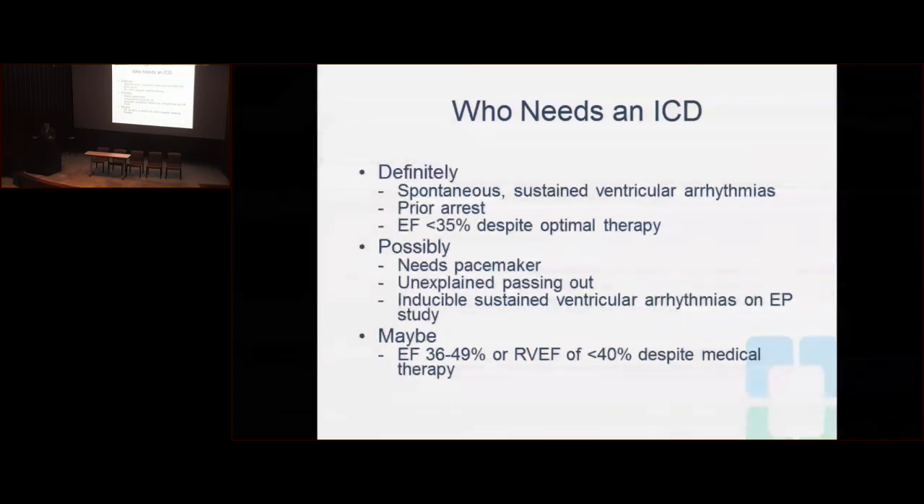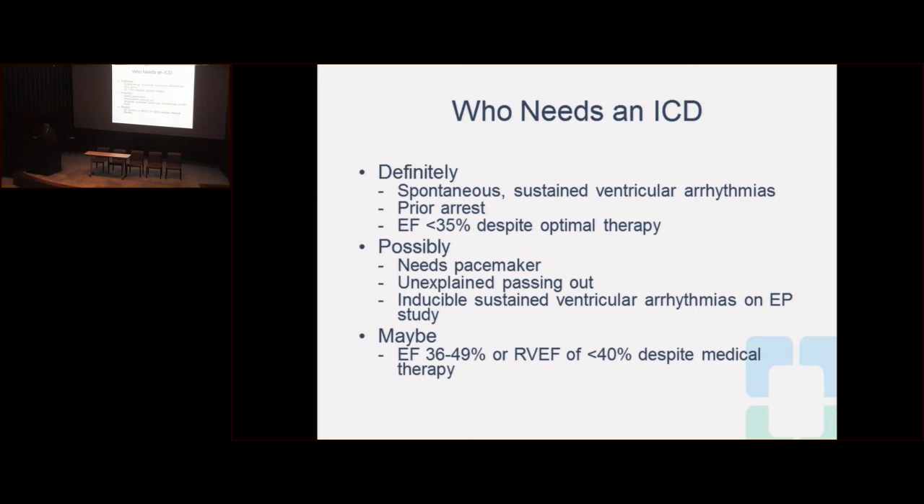Possible need for a defibrillator, people that we think may benefit: patients that have normal ejection fraction, haven't had ventricular tachycardia or other arrhythmias, but have conduction system disease that's enough to warrant a pacemaker. Well, the current guidelines suggest that those patients may benefit from a defibrillator rather than a pacemaker. Unexplained passing out can also be an indication, and then inducible arrhythmias on an EP study. So if we're worried about the patient and we take them to an EP study and try and stimulate the heart and are able to induce ventricular arrhythmias, well, those patients may benefit from a defibrillator.